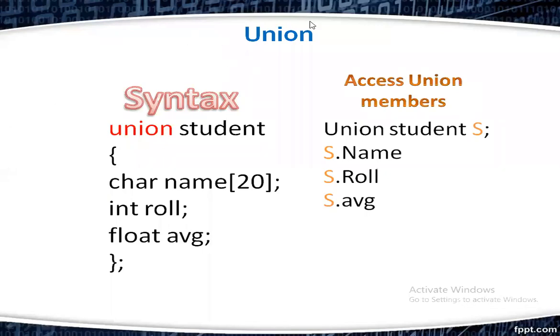You can observe union is one of the keywords. That's why I highlighted this union in red. Just like struct is a keyword, union is also a keyword. This union is also used to store information as records.